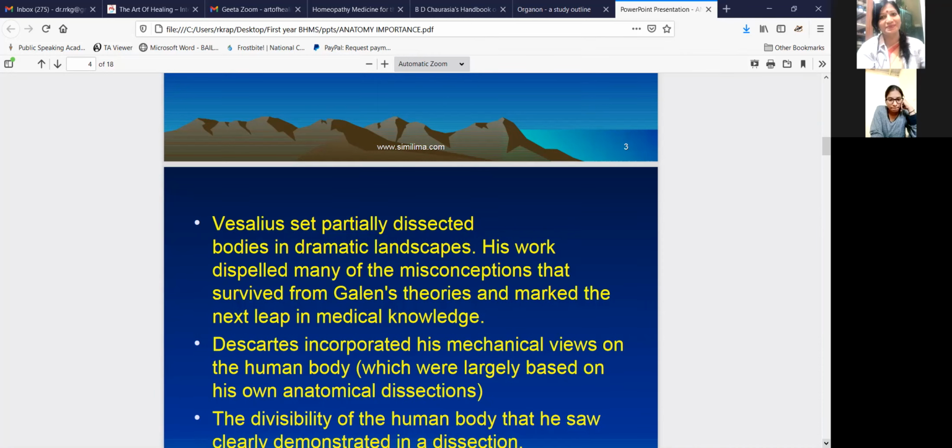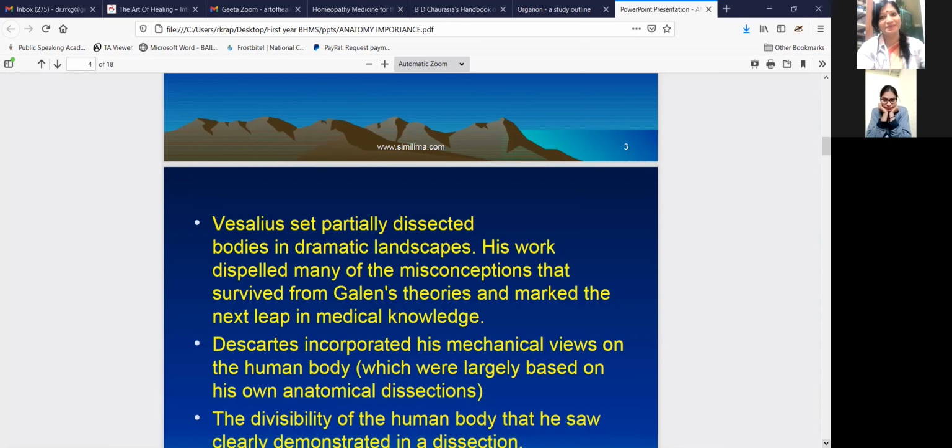Then came Vesalius. Now Vesalius was much more of a reformist. What he did, he showed partially dissected bodies in dramatic landscapes. At that time, because human dissection was not allowed, people used to dig up the buried bodies and keep them in their bedrooms below their beds. And at night, they used to remove them and do the dissection. They were the scientists, so they wanted to know more and introduce all these things into medical knowledge.